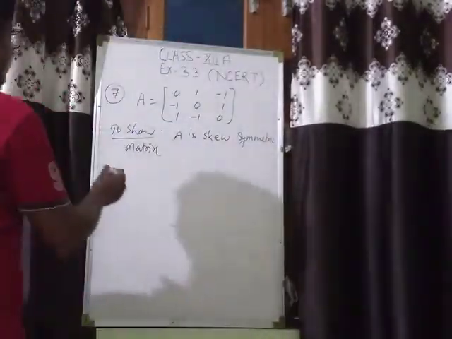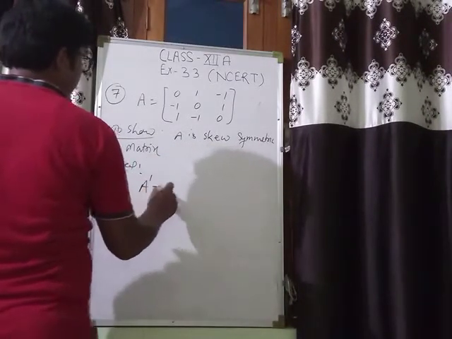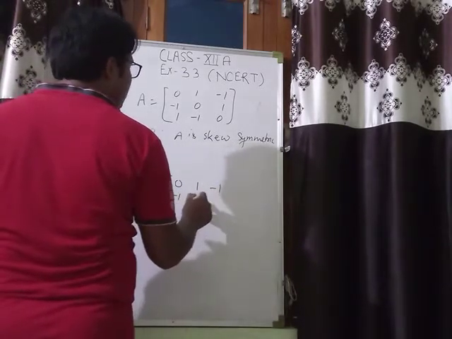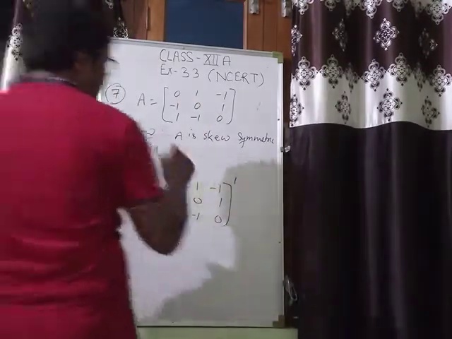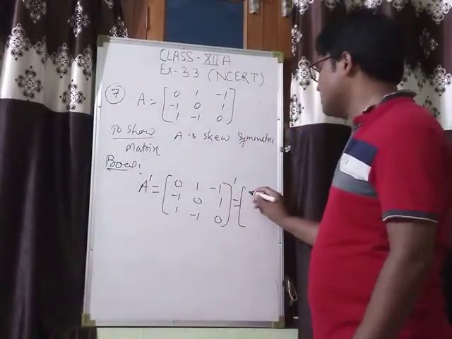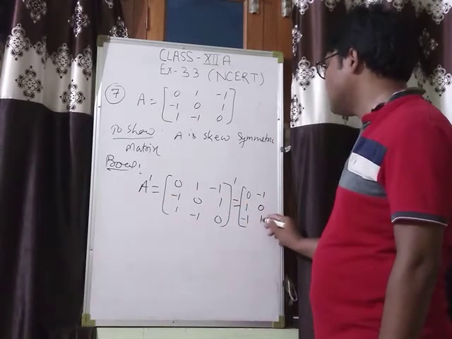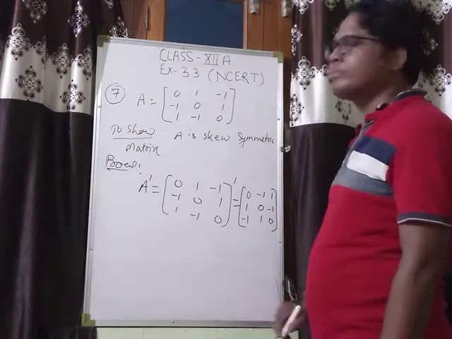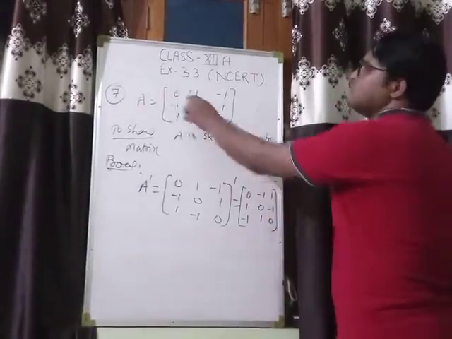I am going to verify this. See its proof. Find out A transpose. A is 0, 1, minus 1, minus 1, 0, 1, 1, minus 1, 0. Find its transpose. First row becomes first column, 0, 1, minus 1. Second row becomes second column, minus 1, 0, 1, and third row becomes third column, 1, minus 1, 0. Now see, this is 0, minus 1, 1 and this is 0, 1, minus 1.